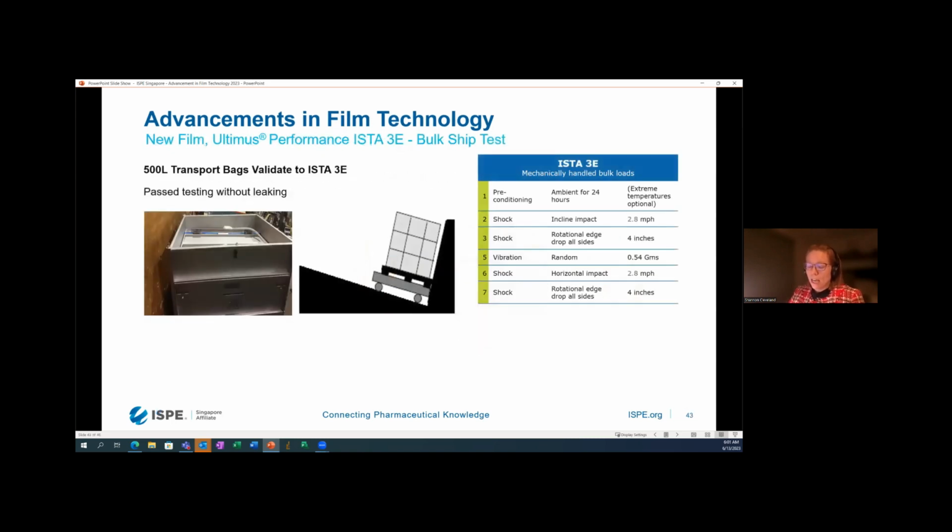We also validated our 500-liter transport bin bags to withstand the rigors of ISTA 3E handling conditions without leaking. And that includes shock, so impact. And again, we have another vibration test, and there are different drops where the container gets dropped a certain distance. We actually surpassed some of this, and we went up to 4 miles an hour and dropped 8 inches, and we were still integral.